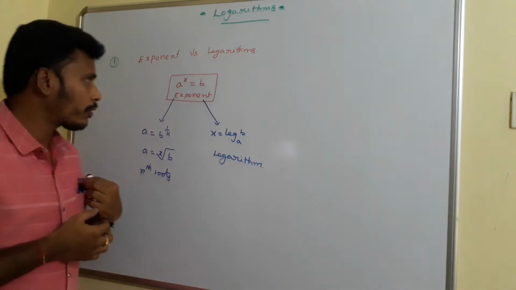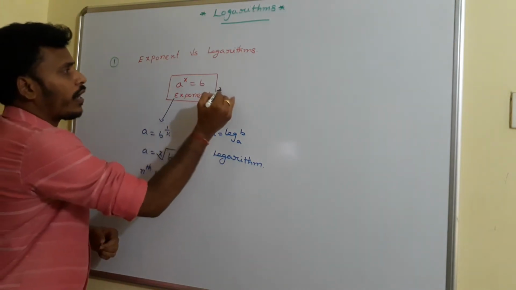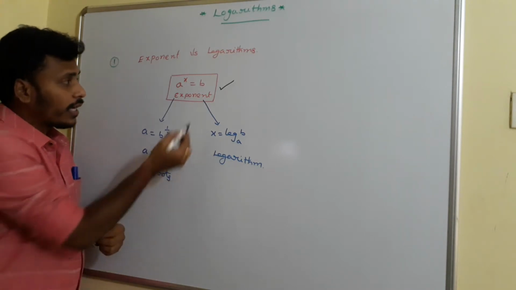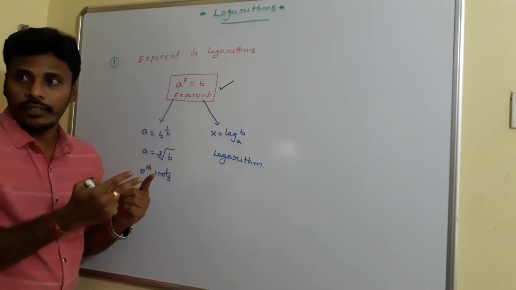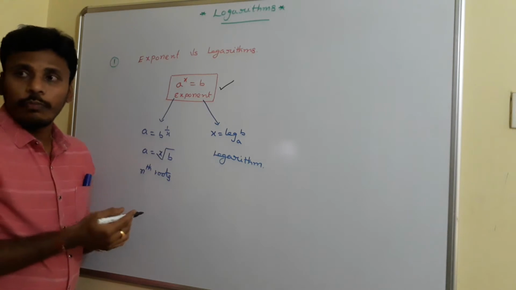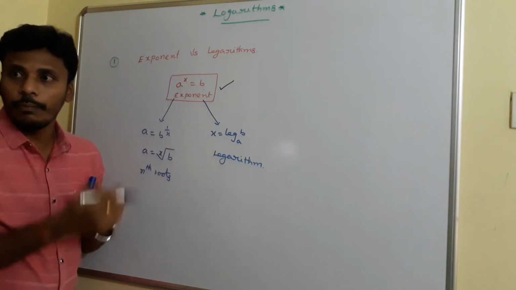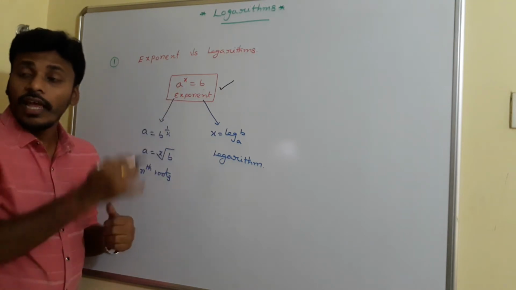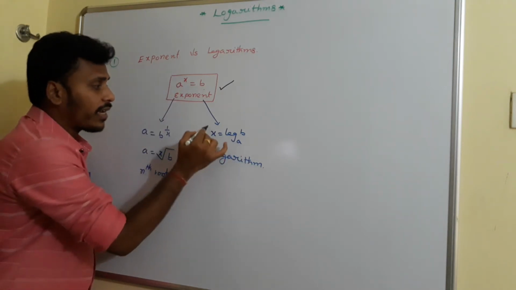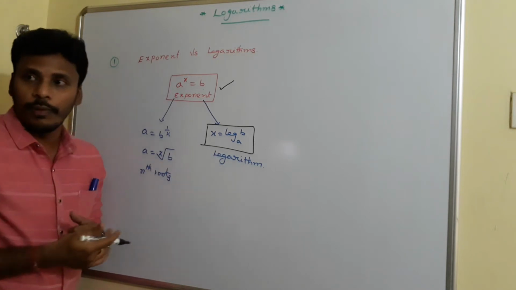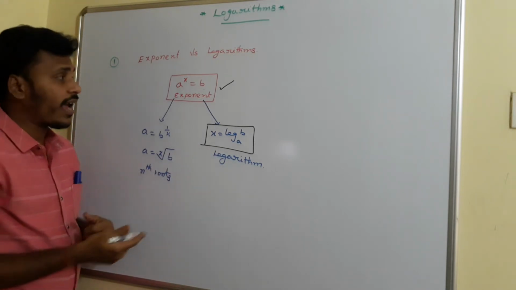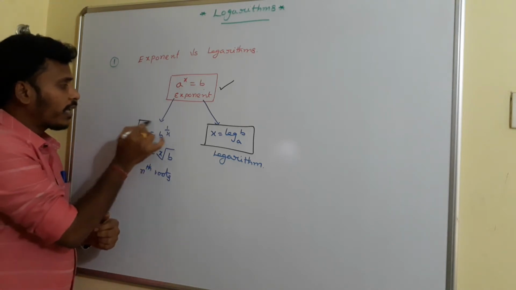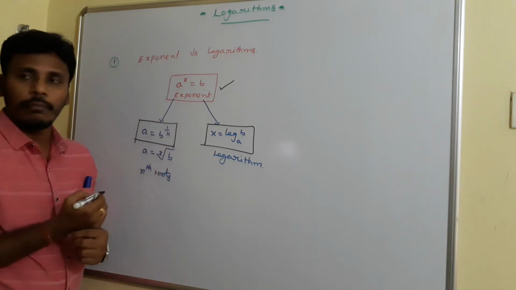If a power x is equal to b is an exponent, then we have two ways to represent it. In a power x is equal to b, here b is the subject, b is equal to a power x. If you try to make x the subject, we need to notate it as x is equal to logarithm of b base a. And on the other hand, if you try to make a the subject, you will write a is equal to b power 1 by x.